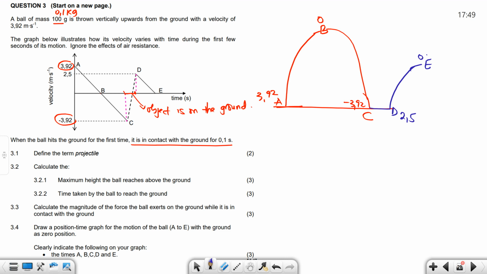Do you want to calculate the maximum height for me, please? Number 3.2.1, everybody. Okay, everybody. I have an answer here already.